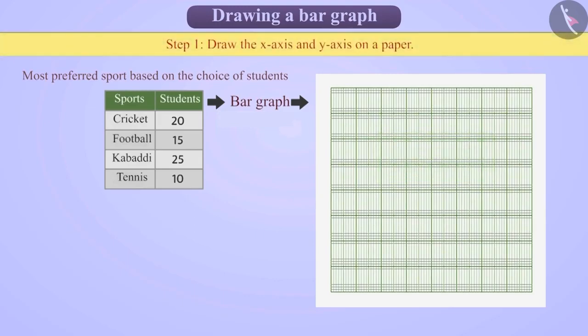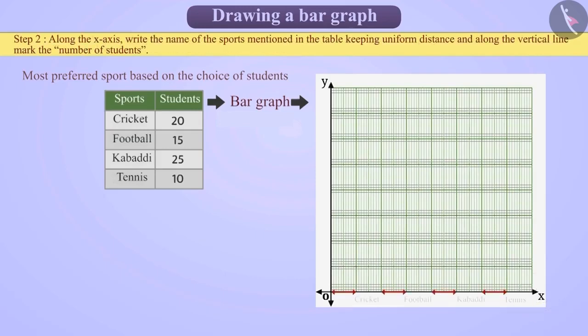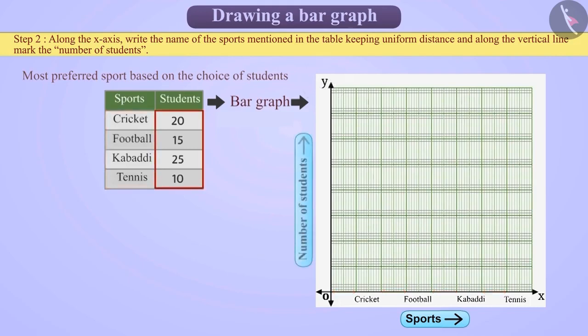Step 1. On a piece of paper, draw two perpendicular lines where line OX is a horizontal line and line OY is a vertical line. Step 2. Along the horizontal line, we will write the names of the spots mentioned in the table, keeping uniform distance. In this way, we will show the spots on the horizontal line. Similarly, along the vertical line, we will mark the corresponding number of students.